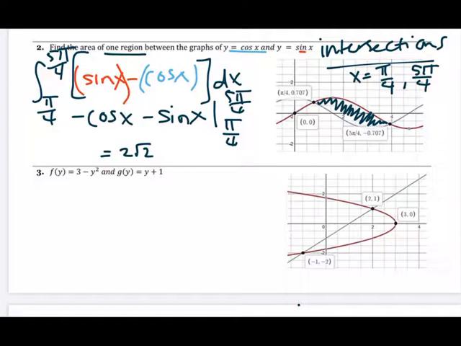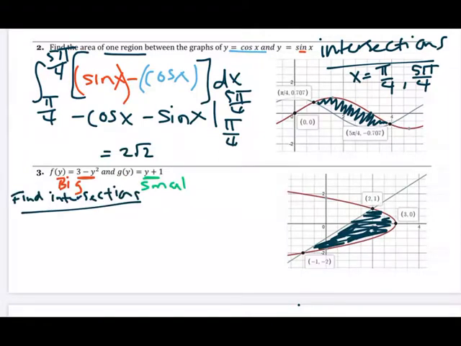All right, go ahead and pause the video and see if you can set up the integral and find the intersections for number 3. Something I want to point out is that you are now looking at functions in terms of y, which means when you integrate, you're going to be integrating with respect to y. So keep that in mind when you are setting up your integral.